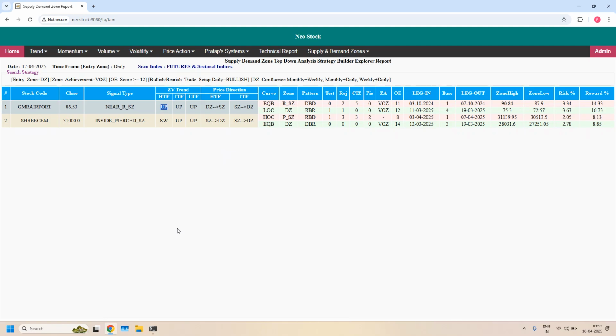So that's why if the monthly demand zone in this stock has monthly EMA confluence, then this stock might have a strong, high probability of success. Let's verify.